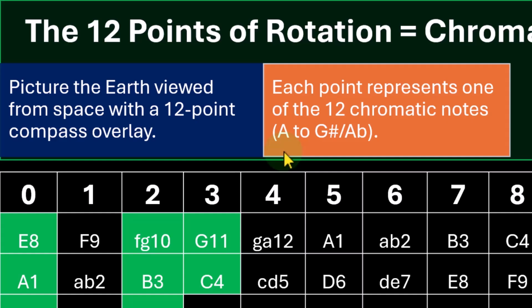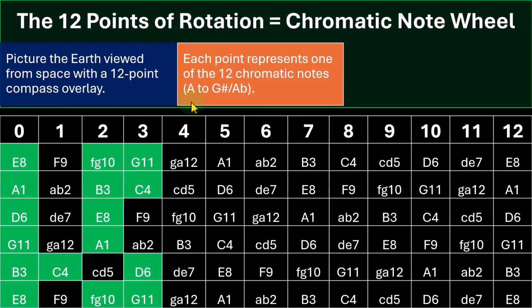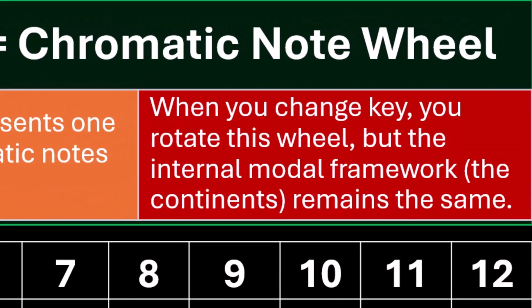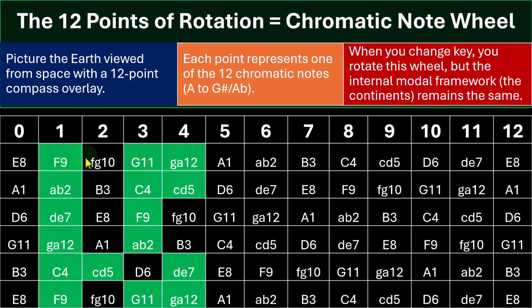So then each point represents one of the 12 chromatic notes, A through G sharp. And so that's 12 notes. When you change key, you rotate this wheel, but the internal modal framework, the continents, remain the same. So what happens as the world spins? Well, our fretboard is on top of it. So as the world spins, this shape is moving up.